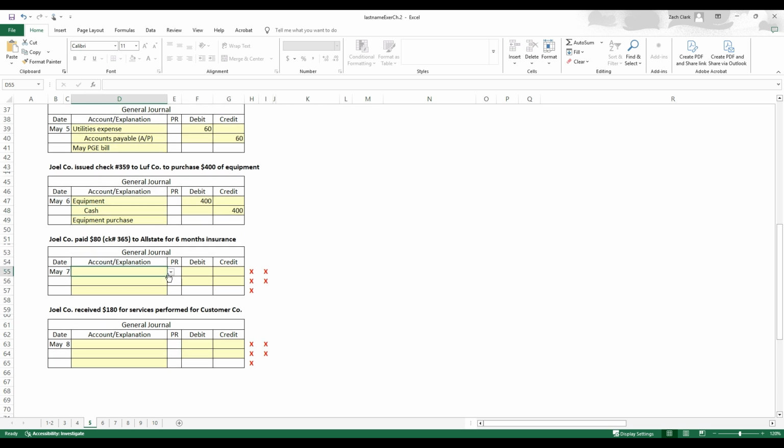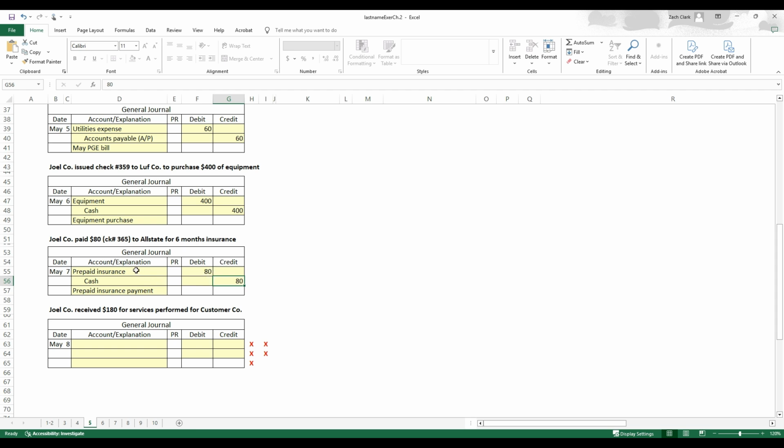Okay, here we paid $80 for 6 months of insurance, and since we're prepaying the insurance here, we're going to debit our prepaid insurance account, and we're going to credit our cash. Let's just say prepaid insurance payment, and this is an asset that represents 6 months. To figure out how much expense per month we're prepaying, we'd take our $80 divided by 6, and that would be our monthly expense amount.